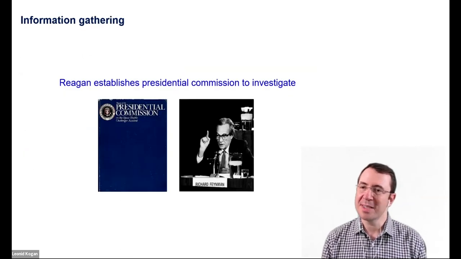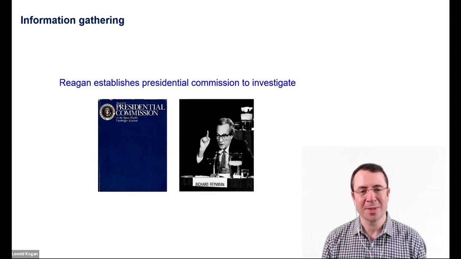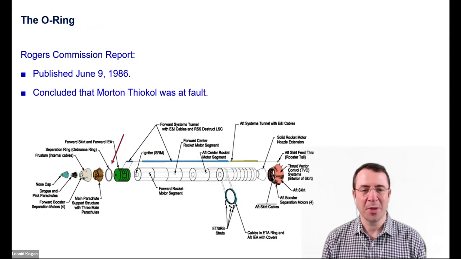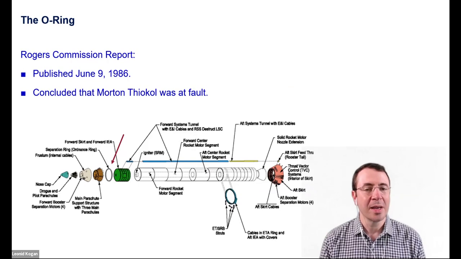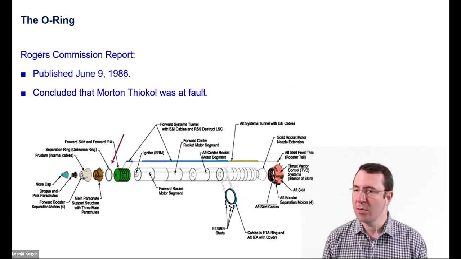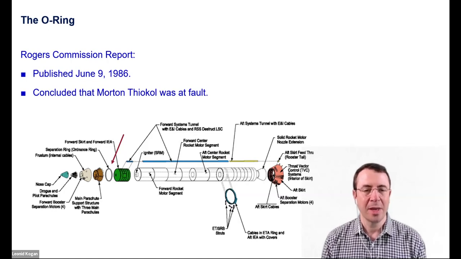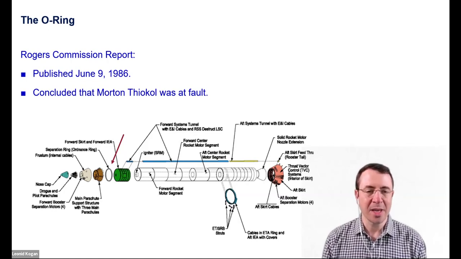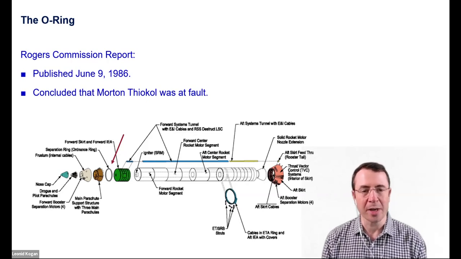At that time, President Ronald Reagan established a presidential commission to investigate what exactly happened with the launch. And Richard Feynman was on that commission. He was the leading physicist of the day. And 6 months later, the commission published a report where they found that the reason for the explosion was a particular kind of failure of one component, which was this rubbery insulation ring, the O-ring. And the contractor who produced this component was Morton Thiokol.